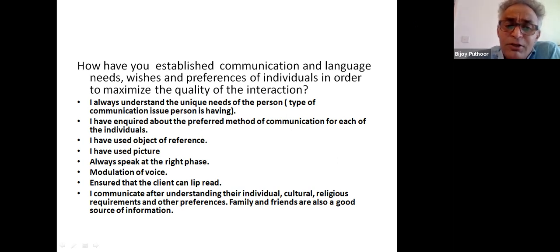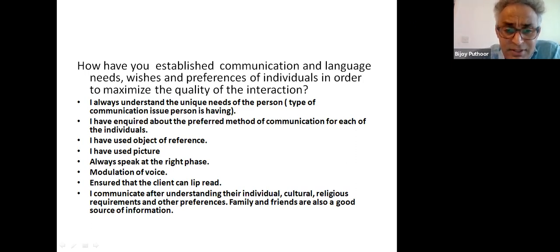And you have modulated your voice, isn't it? Sometimes, if you speak too loud, people cannot really understand you. If you speak really low, they cannot really understand you. You have made sure that the pace of your communication is appropriate for the ability of the person. I communicate after understanding the individual.